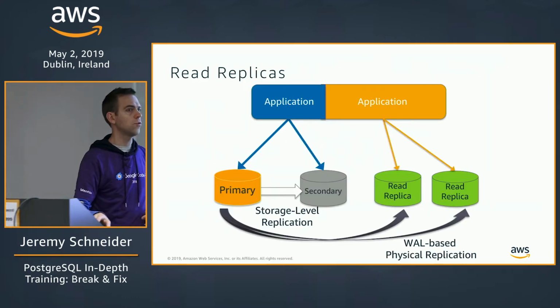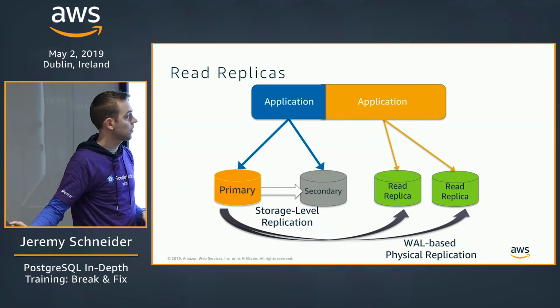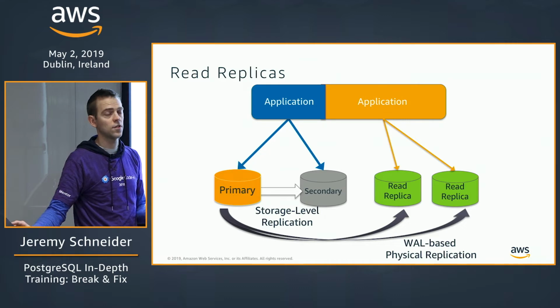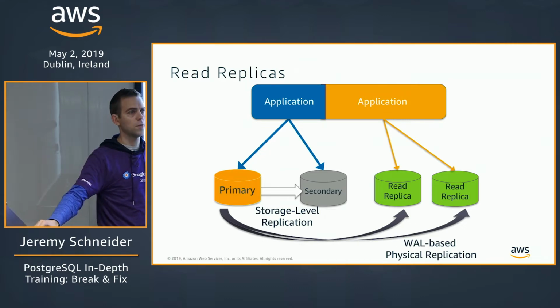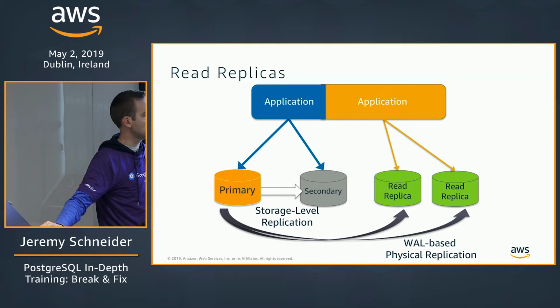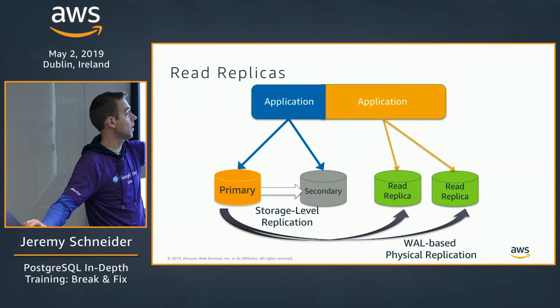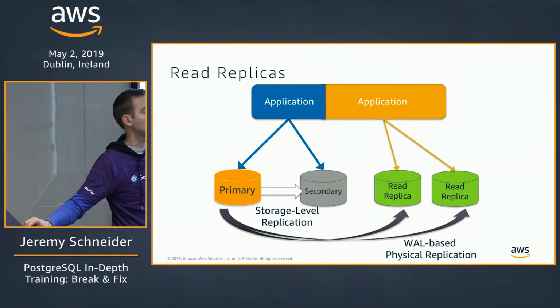The next tool in our tool belt is going to be replicas. The important point here is that this is going to be different. This is not block-level replication. With RDS Postgres, this is WAL-based physical replication. So in the picture here you see I have my Multi-AZ cluster on the left with my primary and secondary, and then I have two read replicas.